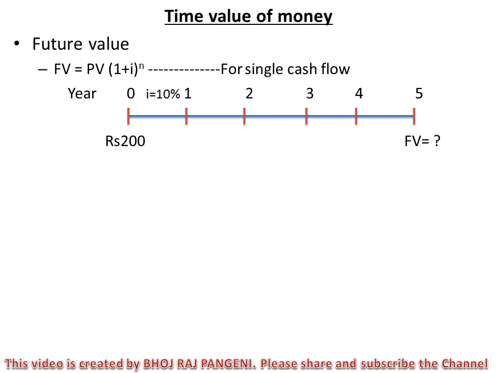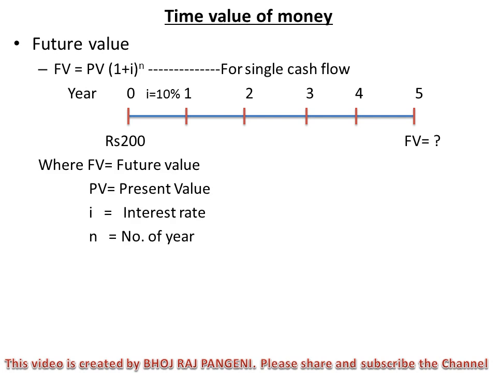Then what is the value of 200 after 5 years with 10% interest? That is called the FV for 5 years. In this cash flow we get the information: present value equals 200, interest rate i equals 10%, and number of years n equals 5 years. We can easily calculate the FV by using the above formula.